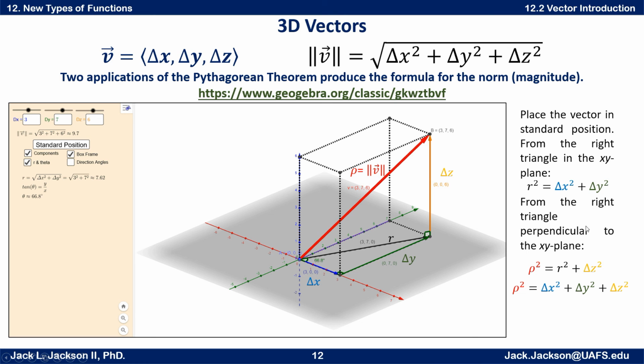But r squared was delta x squared plus delta y squared. Take the square root of both sides. Everything's positive there. So rho, or the norm of v, is the square root of x squared plus y squared plus z squared, or delta x squared plus delta y squared plus delta z squared, if your vector is delta x, delta y, delta z. So this is a very nice application. Two applications of the Pythagorean theorem produce this three-dimensional distance formula. The distance formula, Euclidean distance, Pythagorean theorem, norm of a vector, those are all essentially the same thing. Okay? So we have this basic setup.